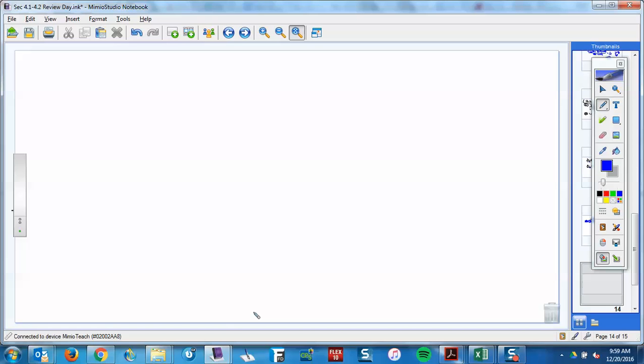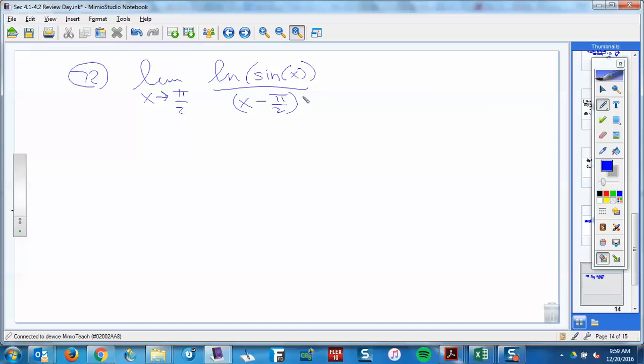72. This is fun. Spencer, what's happening? Limit as x approaches pi halves of natural log of sine x over x minus pi halves, and then the whole denominator squared. Okay, so direct substitution.